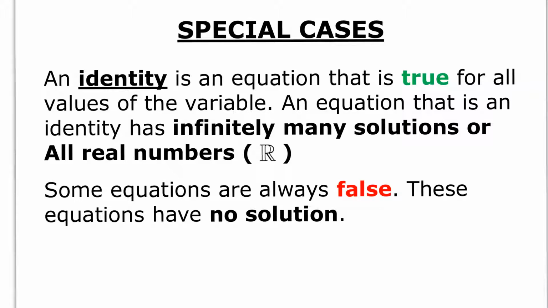Number 1 is called the identity. An identity is an equation, so we have an equal sign, that is true for all values of the variable. An equation that is an identity, so it is true for all values, has infinitely many solutions, or you can also say all real numbers. Now let me show you what that means.